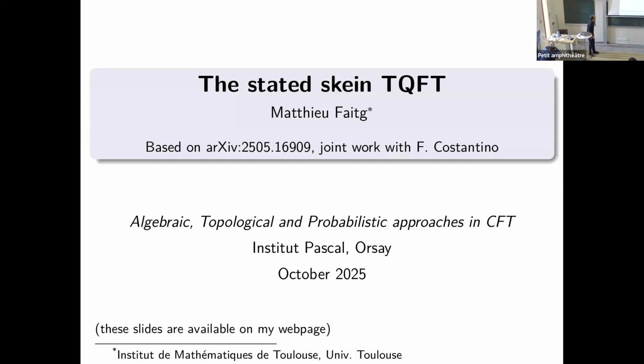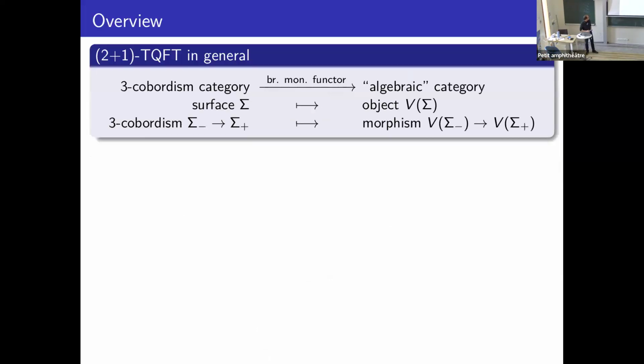So yes, I will talk about a joint project with Francesco Costantino, the stated skein TQFT. Let me just recall from Marco's lecture what a TQFT is. A TQFT is a monoidal functor, and you go from some category of cobordisms to some algebraic category. To a surface you associate an object in the category, and to a cobordism you associate a morphism between the objects that you have associated to the surfaces.